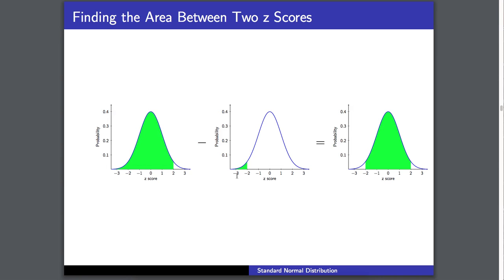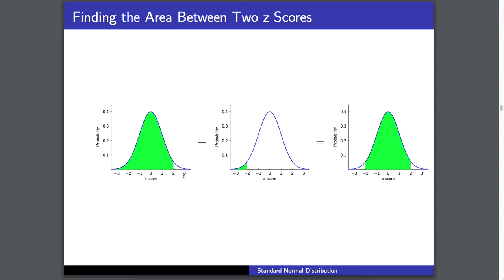All right, so when finding the area between two z-scores, we can take the area that's to the left of the higher z-score and subtract out the area that's to the left of the smaller z-score, and that'll give us our area between our two z-scores. So take this area, subtract this tiny area, and then you'll get the area that's in between.